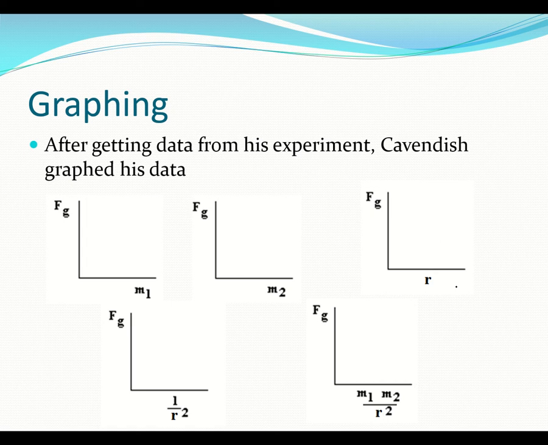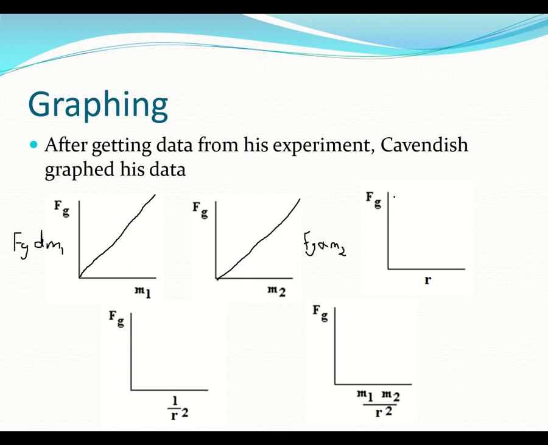So after getting the data from his experiment, Cavendish graphed his data. And when he graphed Fg versus m, he got a nice straight line graph. What that tells us is that Fg is directly proportional to mass 1. Then he did the experiment with mass 2 and got the same results, which told us that Fg is directly proportional to mass 2.